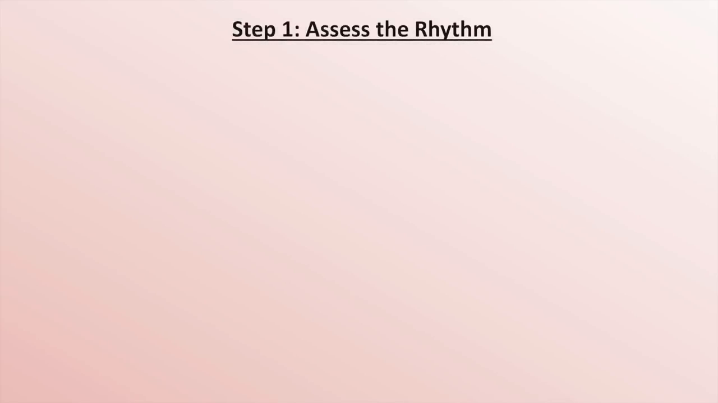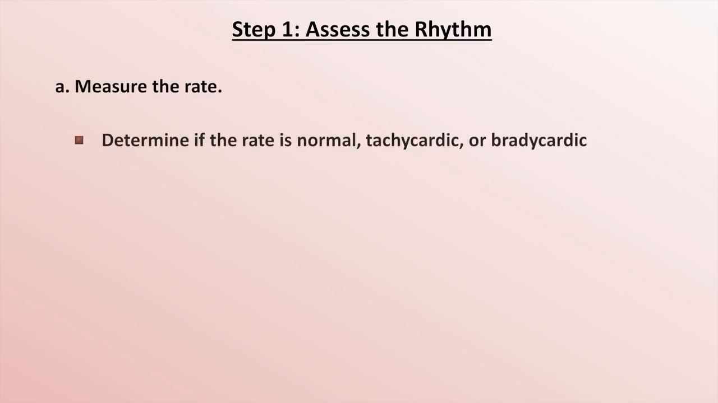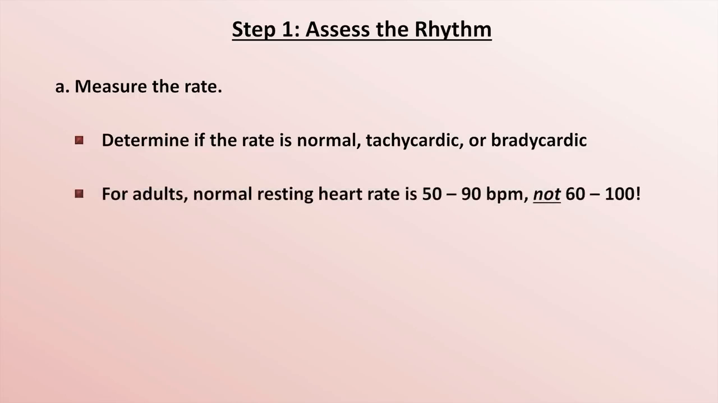Step 1, which is the longest and most complicated of the 3 steps, I've broken down into 5 parts. First, measure the rate and determine if it's normal, tachycardic, or bradycardic. For adults, the normal resting heart rate is 50 to 90 beats per minute and not 60 to 100. The fact that most people think it's 60 to 100 is very frustrating and can be detrimental. For example, I've seen patients referred to cardiologists for asymptomatic heart rates in the 50s, which is completely unnecessary.